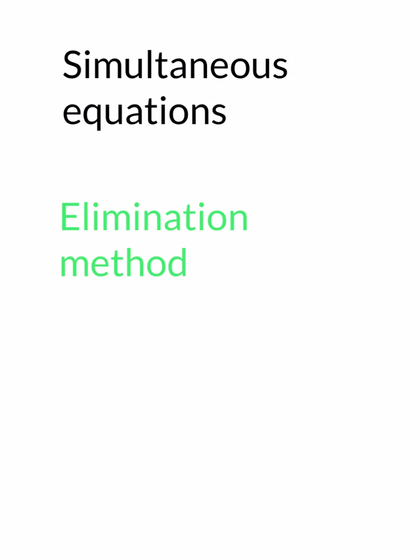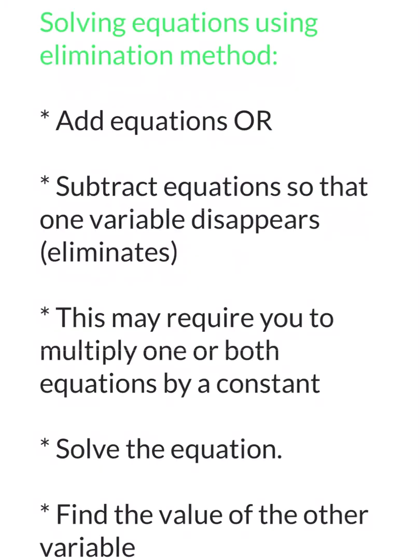Welcome to simultaneous equations using the elimination method. When we solve equations that have two variables, one method we can use is the elimination method. This involves adding the equations or subtracting the equations so that one variable disappears, eliminates.